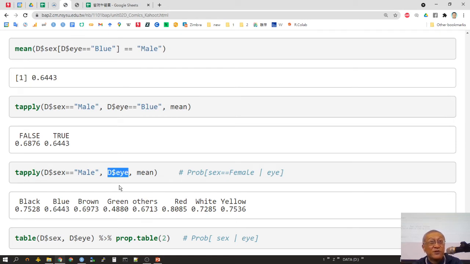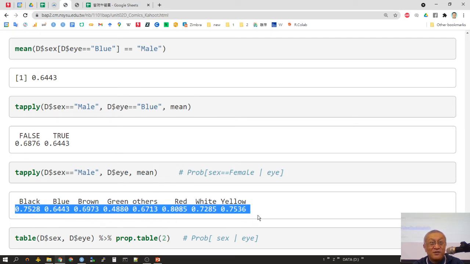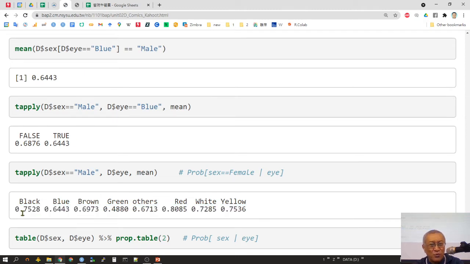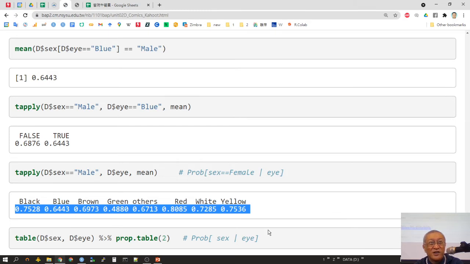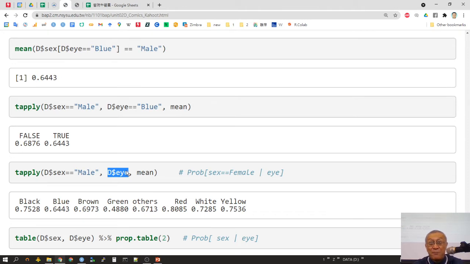And if I do it this way, I replace this expression. Actually, it's even simpler, right? So what do I show here? Show every color. Show what of every color? The fraction of male, right? You show the fraction of male in every eye color, so you can compare. Which eye color has the largest fraction of male?